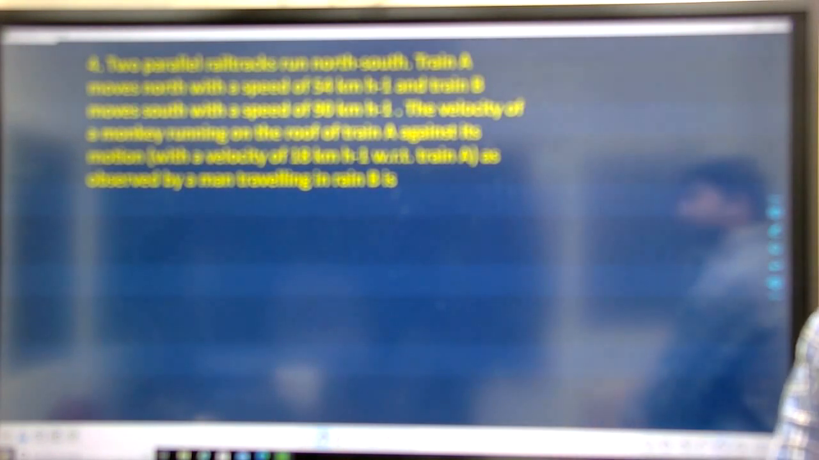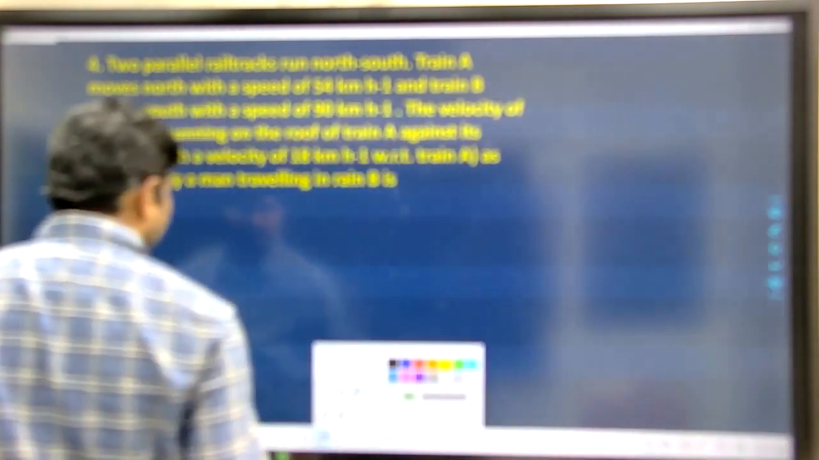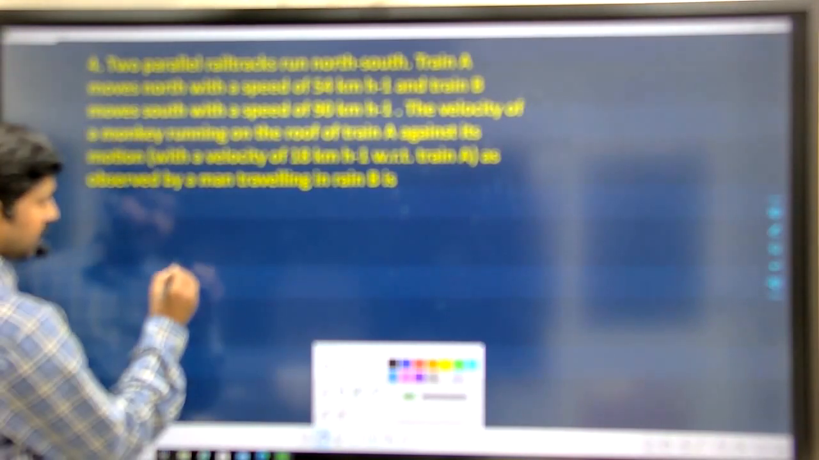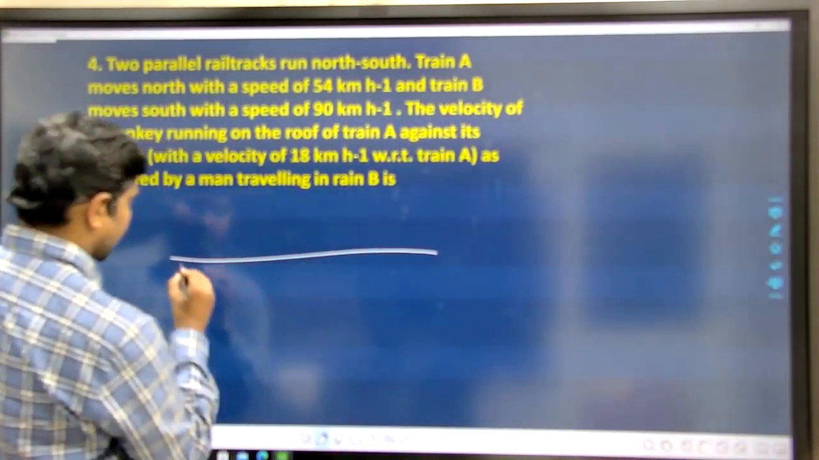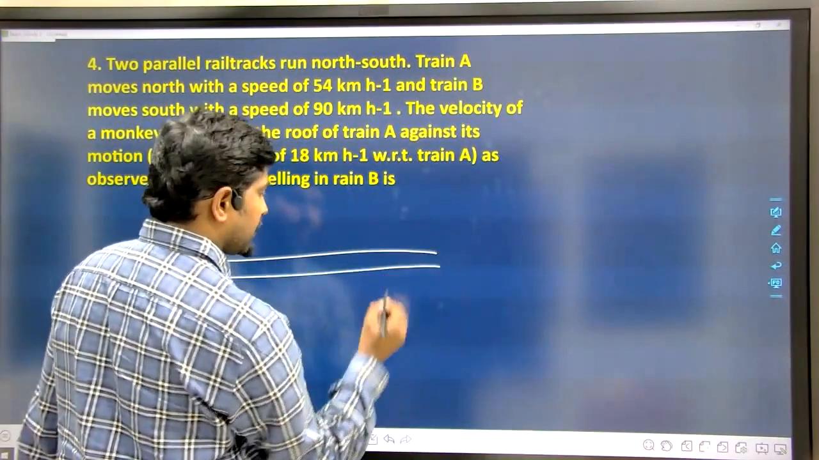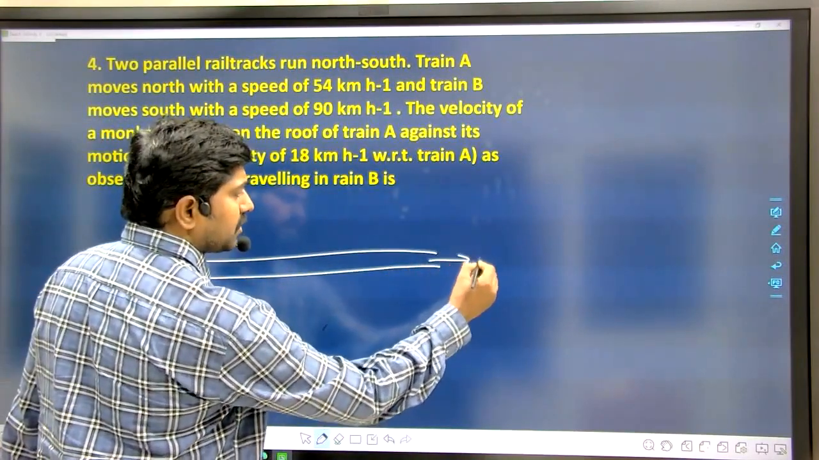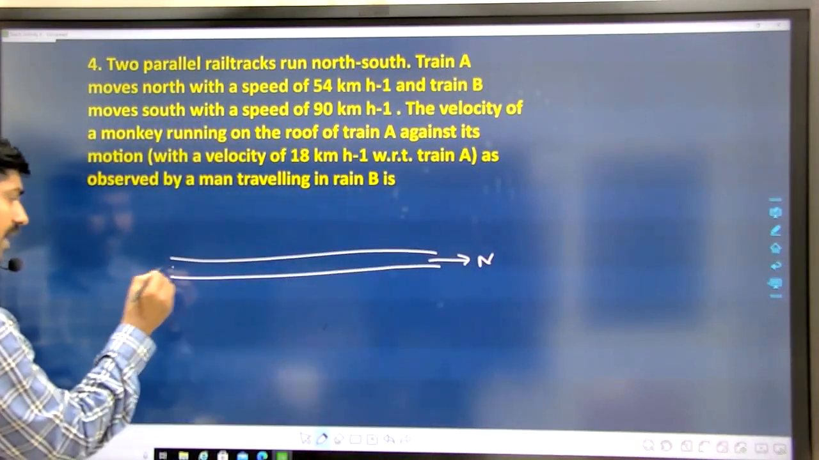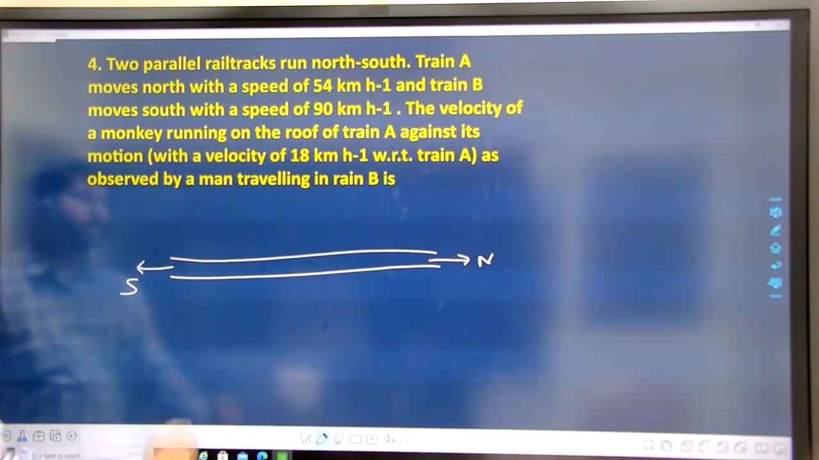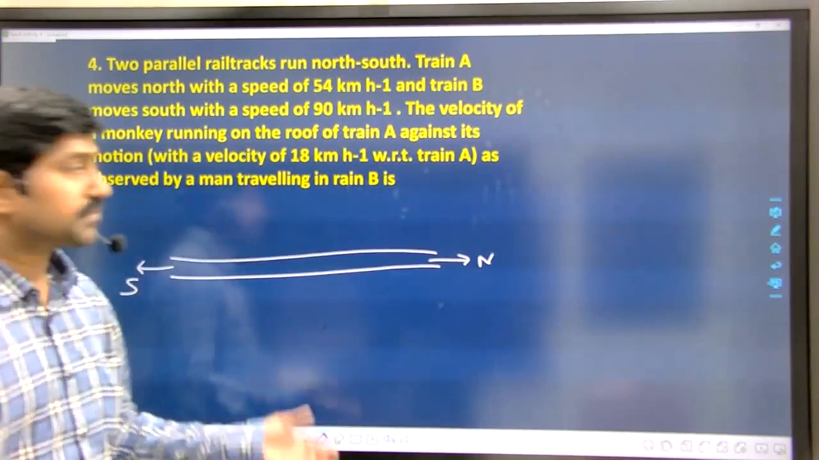See the fourth question. Two parallel rail tracks run north-south. Let me consider there is a rail track here, from north to south or south to north. Let me consider this is the north direction and this is the south direction for my convenience. I can consider it in any way.